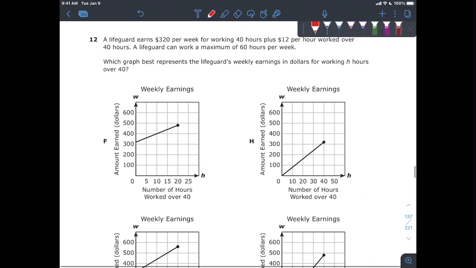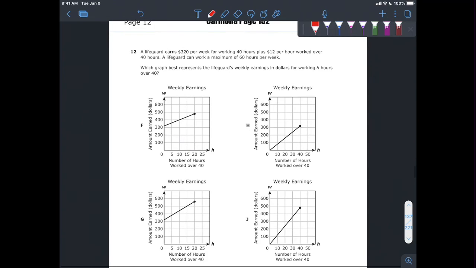Number 12. So this is a very weird problem. So I need you guys to make sure that you're paying super attention, okay? So a lifeguard earns $320 per week for working 40 hours, plus $12 per hour worked over 40 hours. They can work a maximum of 60 hours. And they want to know which one of these graphs is consistent with that.